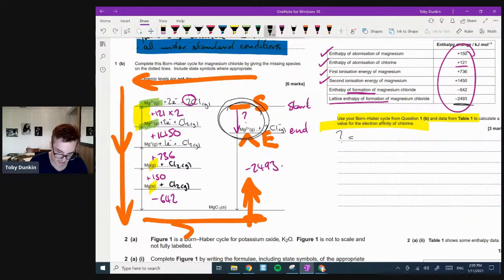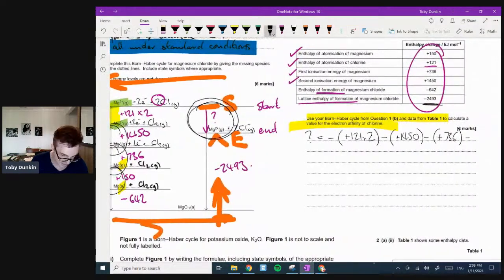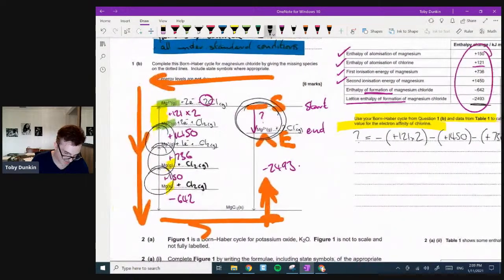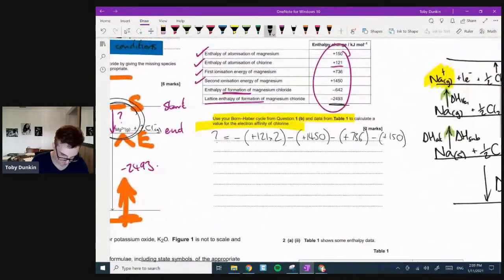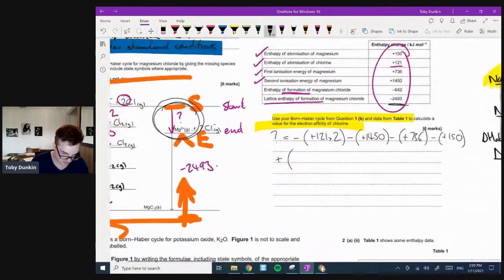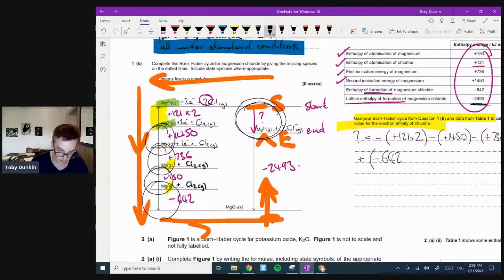So this one is minus brackets plus 121 times 2, close brackets. The next arrow is against me, minus brackets plus 1450, close brackets. Next arrow against me, minus brackets plus 736, close brackets. Next arrow against me, minus brackets plus 150, close brackets. Next arrow, it's with me, plus brackets, minus 642, close brackets.